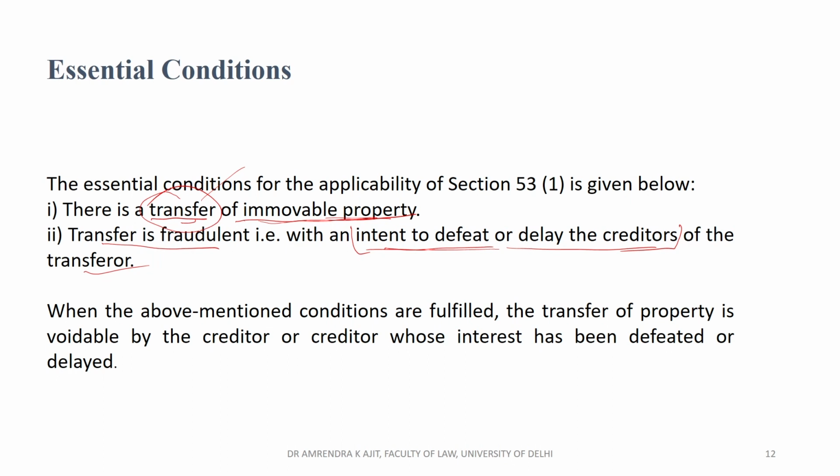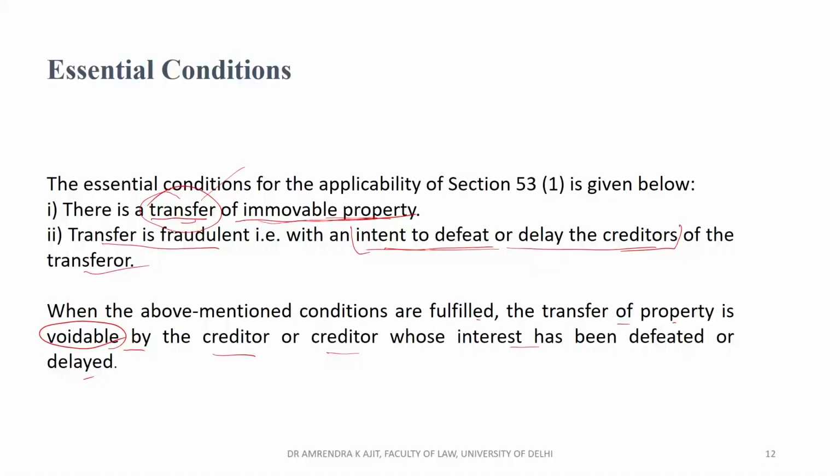Okay. Then if the above-mentioned conditions are fulfilled, that transfer of property is voidable by the creditors whose interest has been defeated. Suppose he has transferred the property, but there are other properties also on which this creditor will have a right. Sometimes it may be that whatever collateral has been given to the creditors has actually been transferred. In that case this will apply. So, to save the interest of the creditor, this kind of provision has been included.